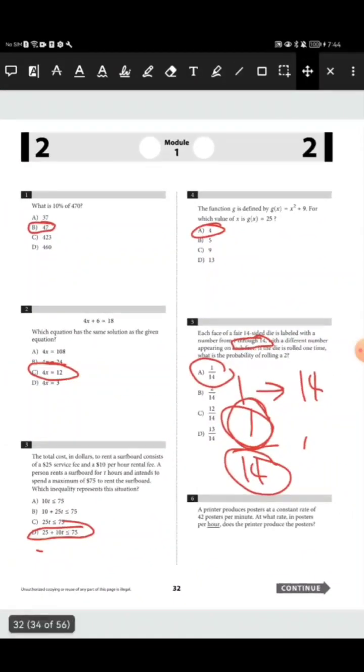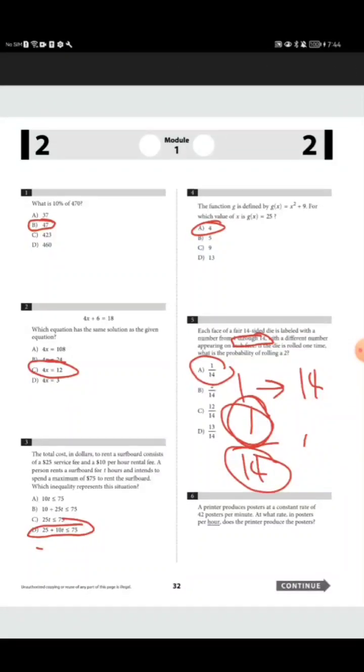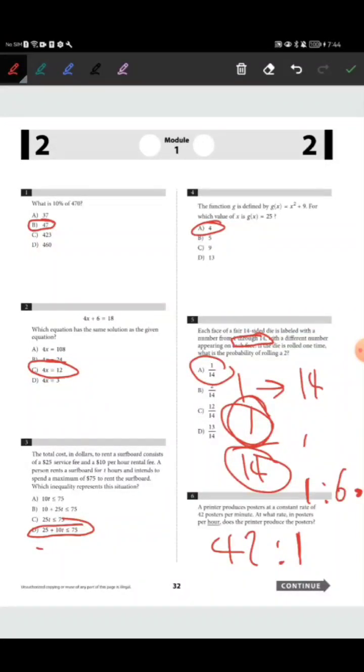Moving to the next question. It says a printer produces posters at a constant rate of 42 posters per minute. At what rate in posters per hour does the printer produce the posters? So it produces 42 posters per minute, per 1 minute. So an hour has 60 minutes in it.